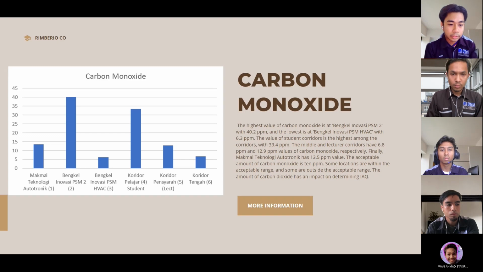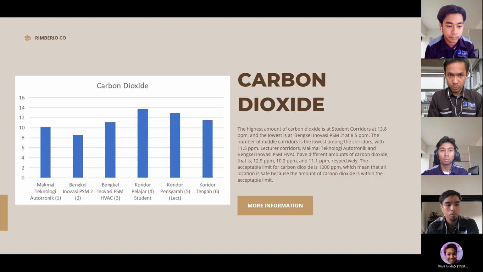Okay, for carbon monoxide, the highest value of carbon monoxide is at Bangkok University PSM2 with 40.2 ppm, and the lowest is at Bangkok University PSM HVAC with 6.3 ppm. Next, for the carbon dioxide, the highest amount of carbon dioxide is at student corridor at 13.8 ppm, and the lowest was at Bangkok University PSM2 at 8.5 ppm.